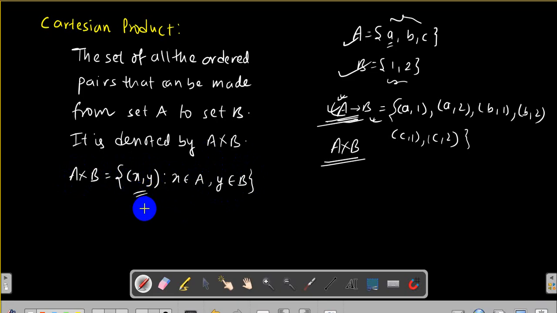In this ordered pair, all the elements x are taken from A and all the elements y are taken from B. So, this is the Cartesian product of A and B and is denoted by A cross B. But B cross A is different from A cross B. If we take B cross A, then in the ordered pairs all the first elements are taken from B and all the second elements are taken from A.